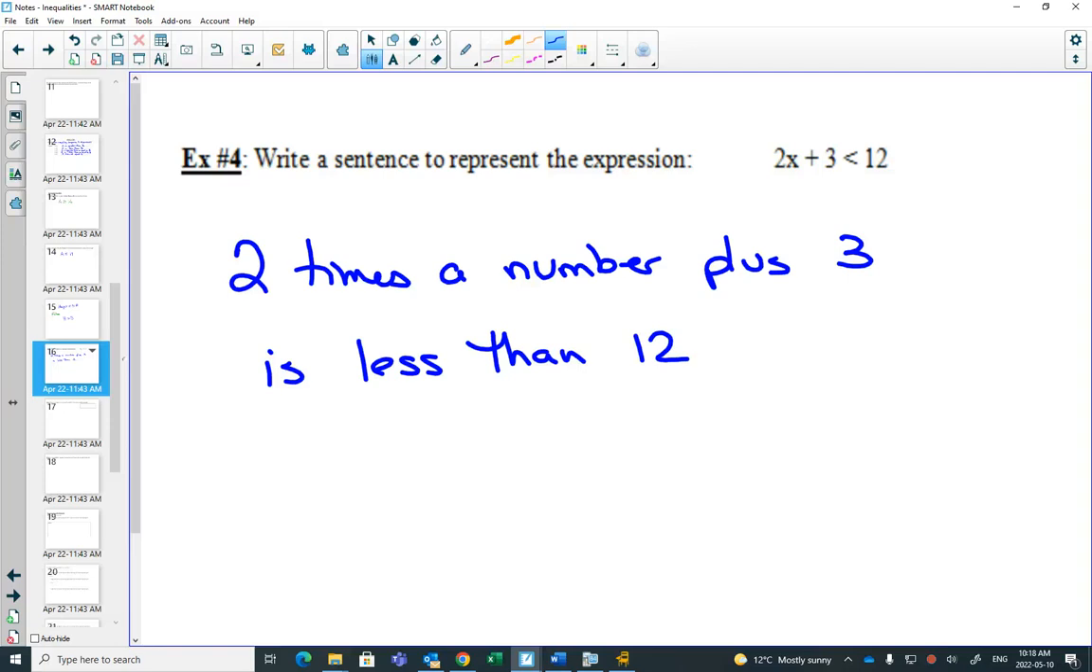So can we think of a real life situation for this? Be creative. Something at $12. You got some toonies, and then you got some loonies with the threes. Okay. You got $2 times the number plus $3, which is less than $12. I like the toonies.